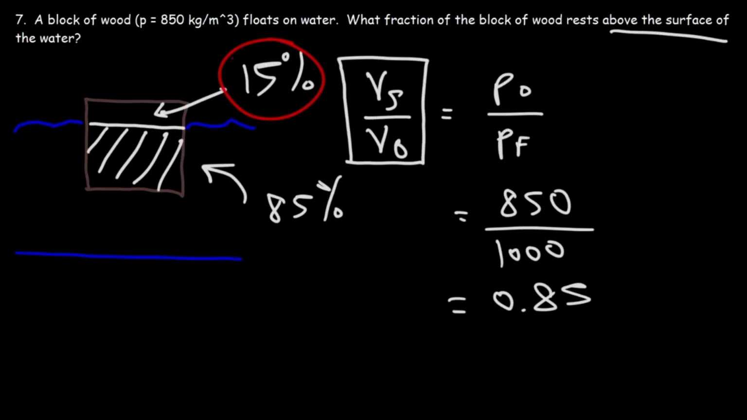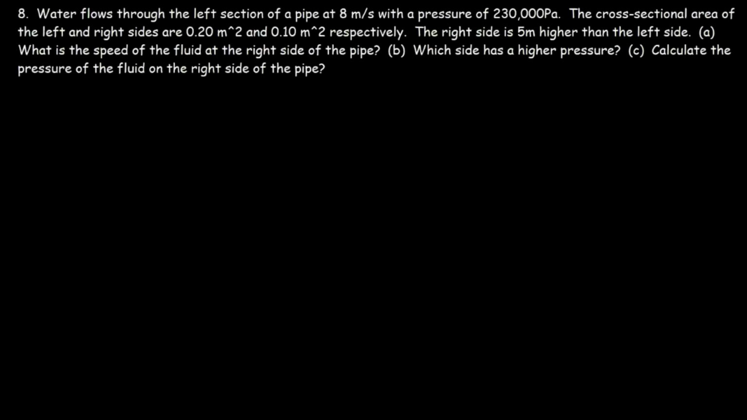So when dealing with a question like this, you just need to know the density of the object and the density of the fluid. Dividing those two will tell you how much of the block of wood, or the object, is submerged in water. And then the fraction that remains is the part that's above the surface of the water.